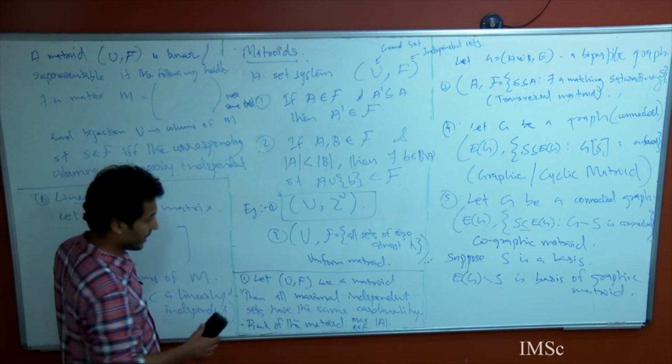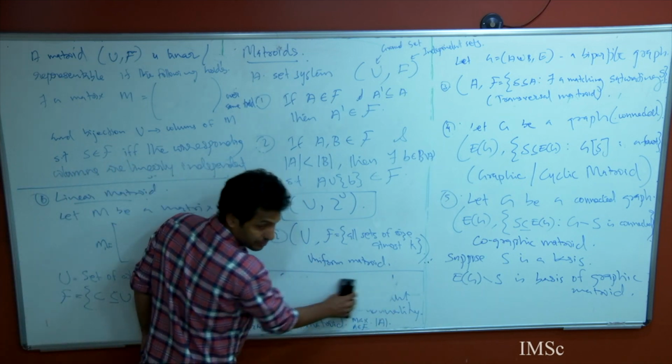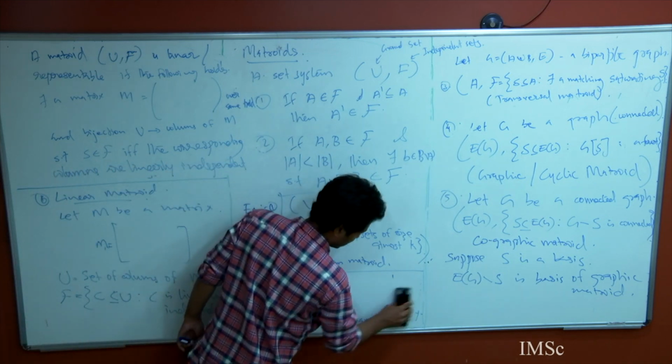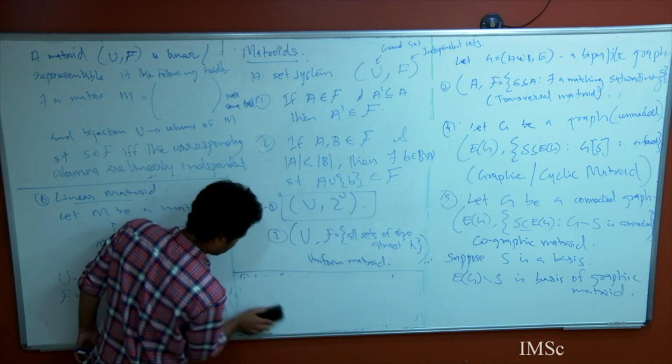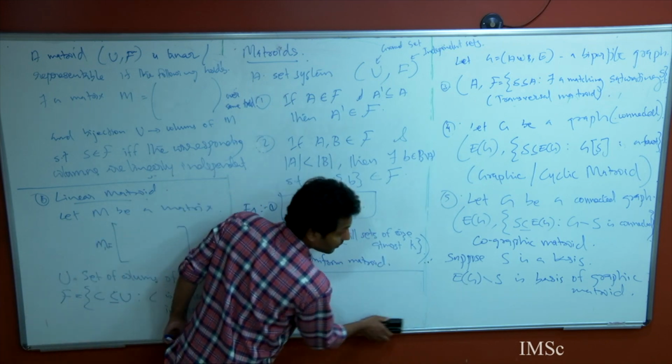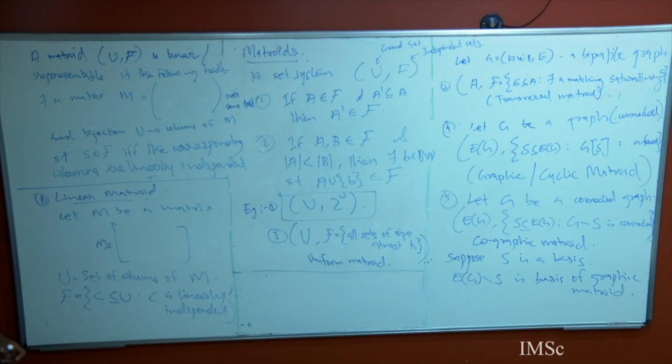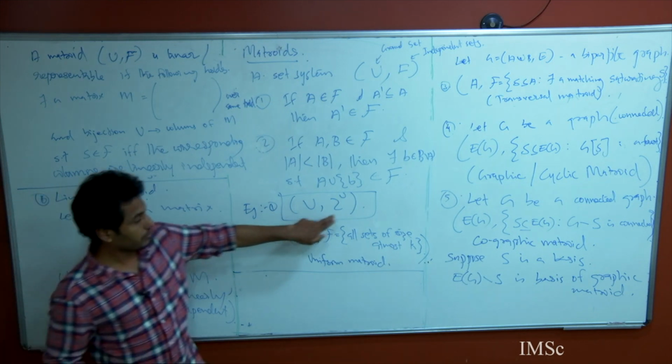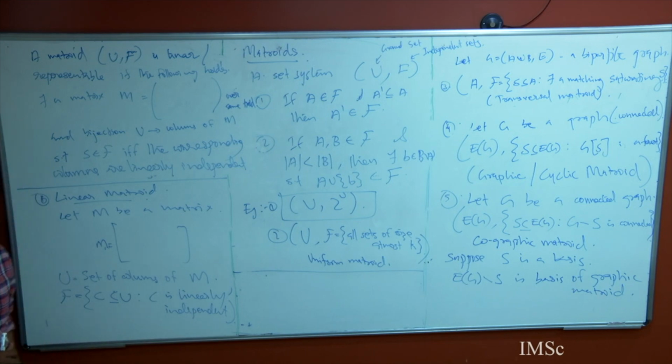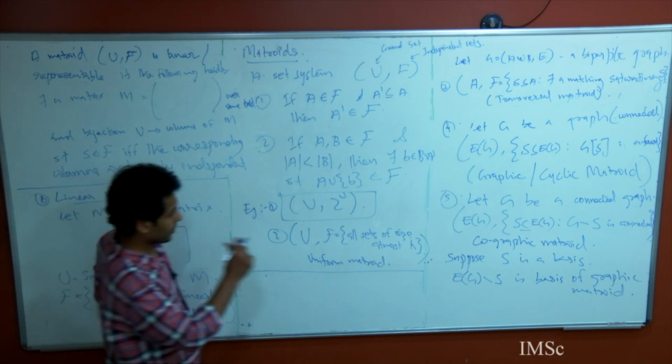You know rank and basis of a matroid, right? That's what. For (U, 2^U), the number of columns to take, and one on the diagonal. So the identity matrix. Okay. Good.